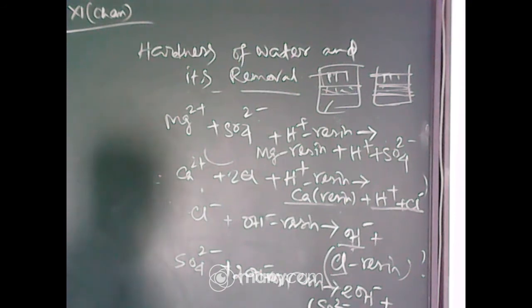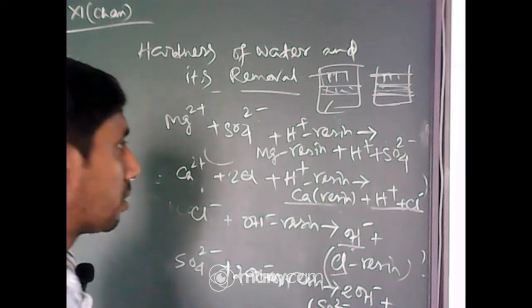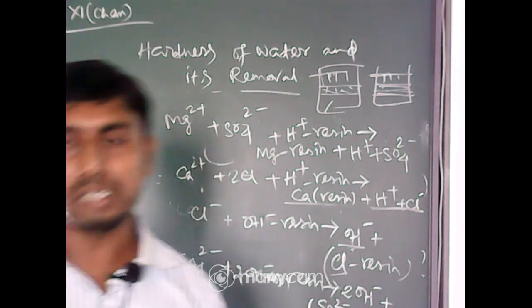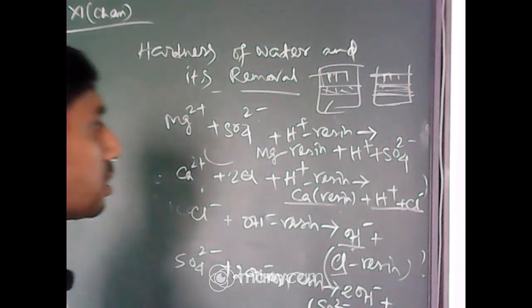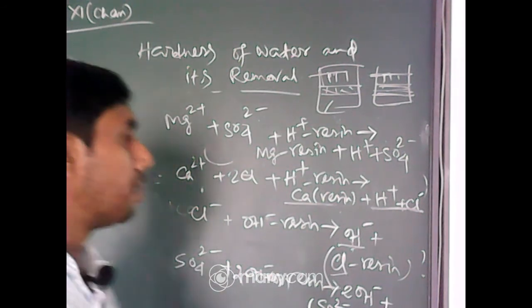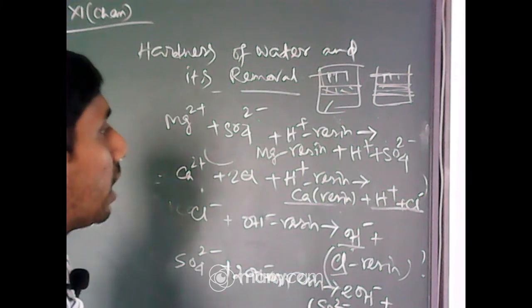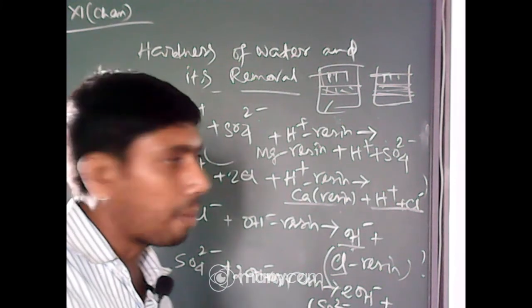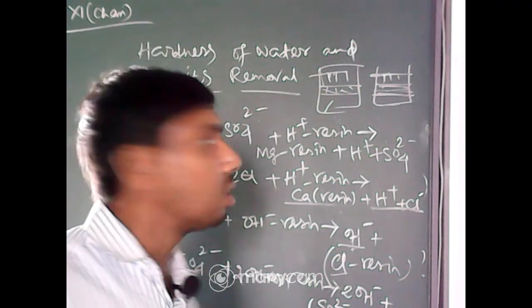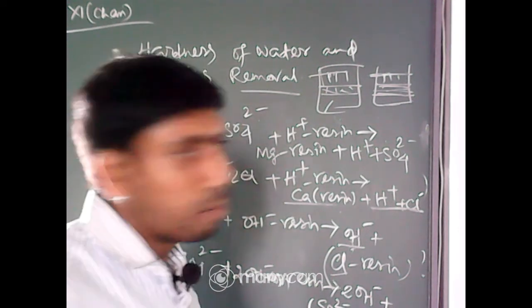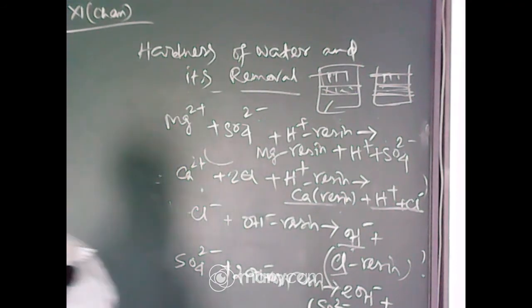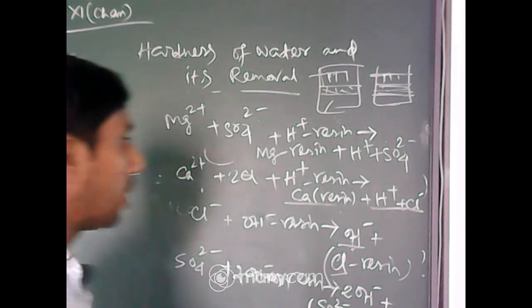Any problem up to this? I may have to repeat it once, because this part is very important. So, from the beginning: temporary hardness and permanent hardness. Temporary hardness is very basic; for permanent hardness, there is the washing soda method and the permutit method. Okay.